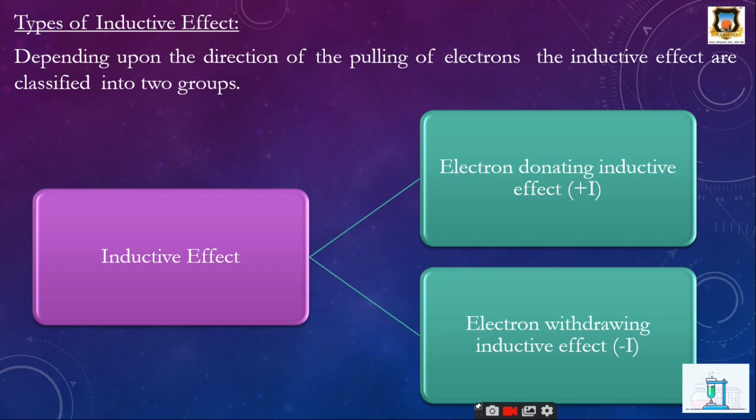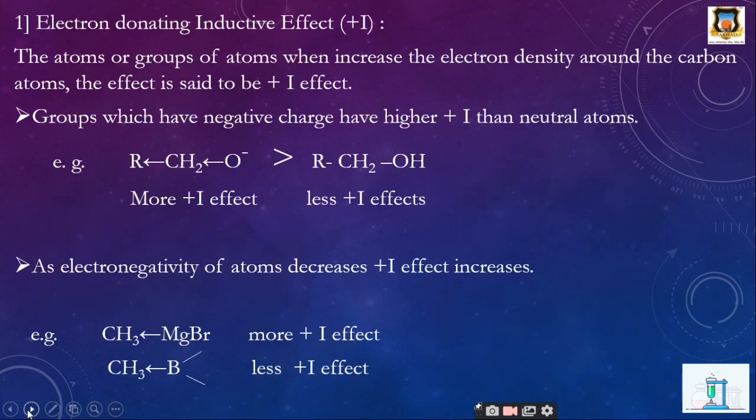Then next is the types of inductive effect. Depending upon the direction of the pulling of electrons, the inductive effect is classified into two groups. First is the electron donating inductive effect, and it is denoted by plus I effect. And second one is the electron withdrawing inductive effect, and it is denoted by minus I effect. Then definitions for these two types of inductive effect.